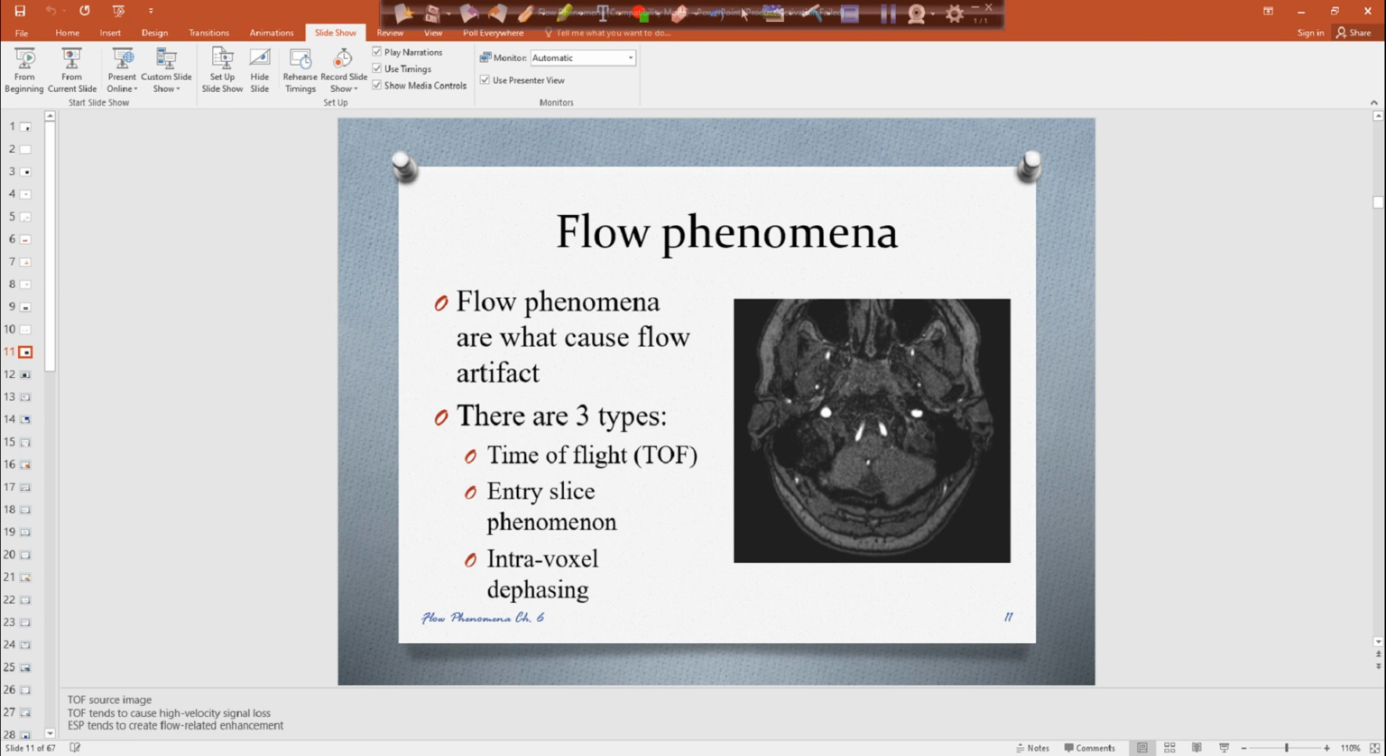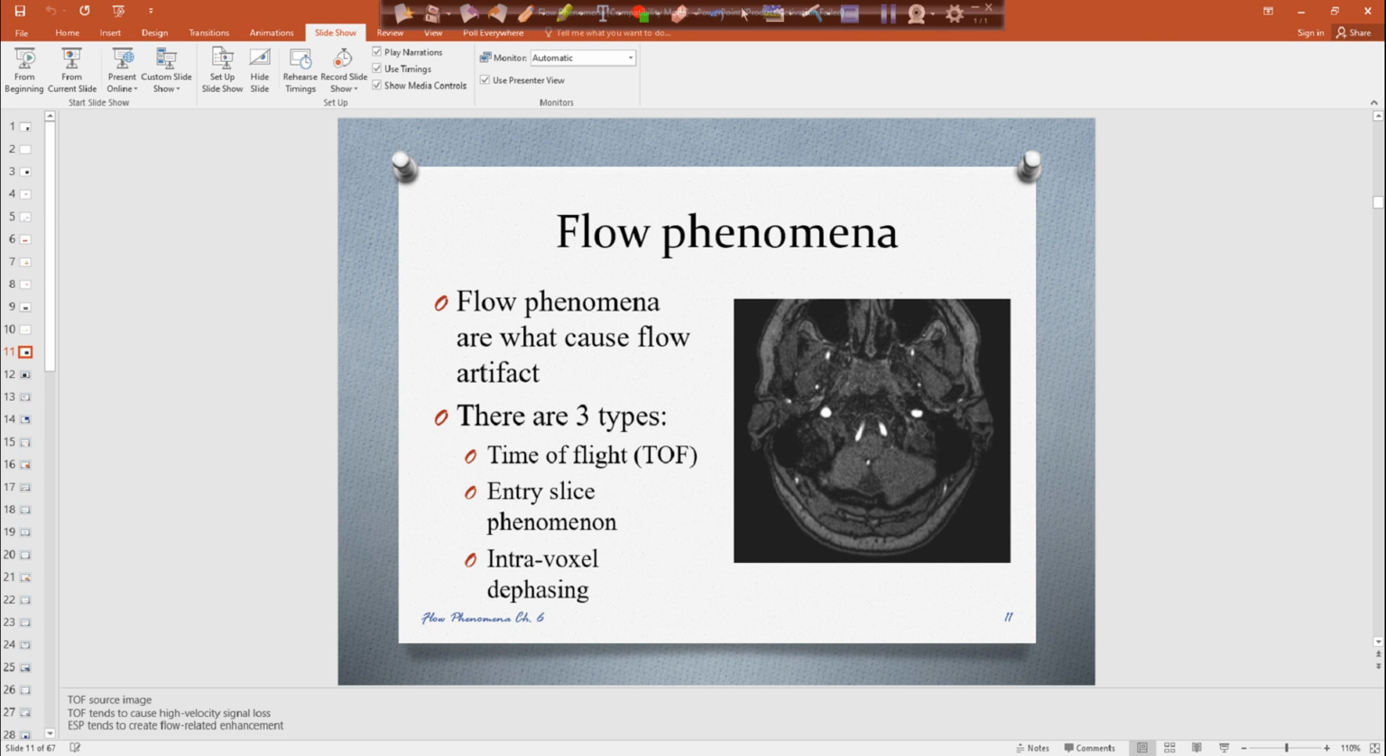All right, so our next bullet is going to be talking about flow phenomena. Flow phenomena are what cause those artifacts. And there are three types: time of flight, entry slice phenomena, and intravoxel dephasing. This image over here on the right is what we call our time of flight source image, and we capture a lot of those images from basically the foramen magnum up to the corpus callosum.